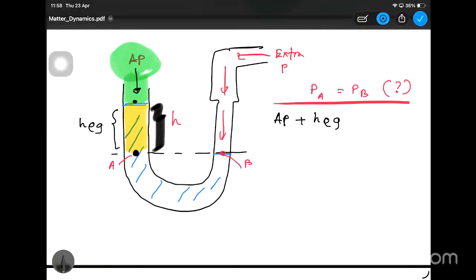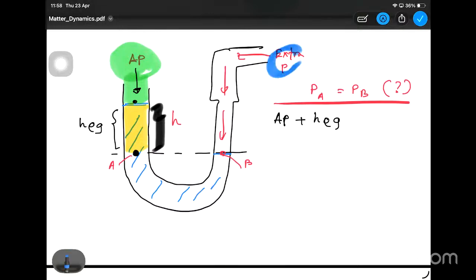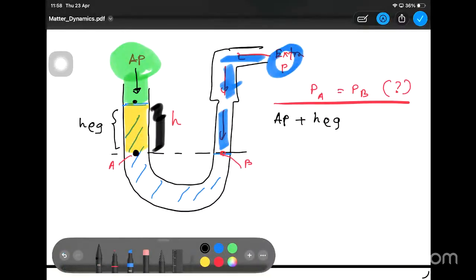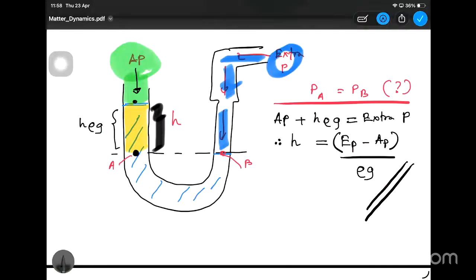And on the other side, here you have just the extra pressure, right? So if you need to calculate the H value, then it is extra pressure minus atmospheric pressure, divided by rho G. This is the answer, right? Now tell me, did you understand that point?